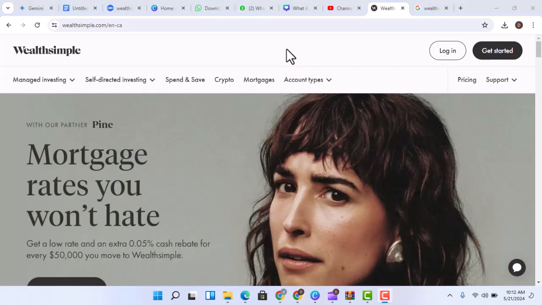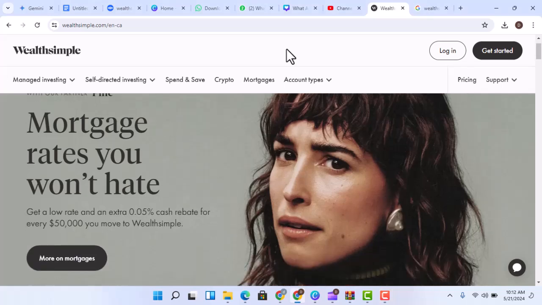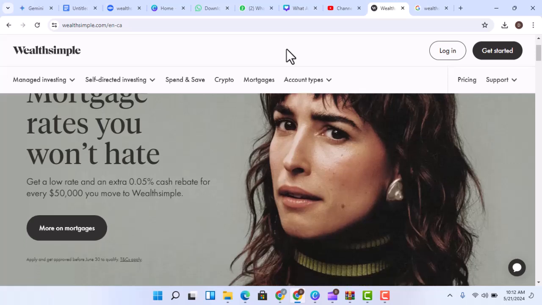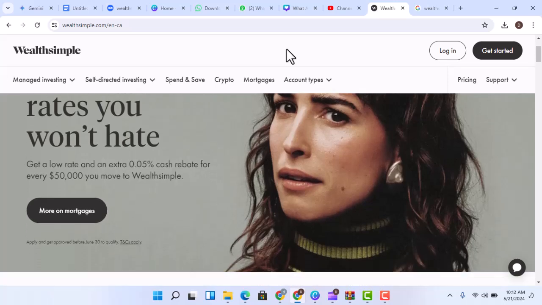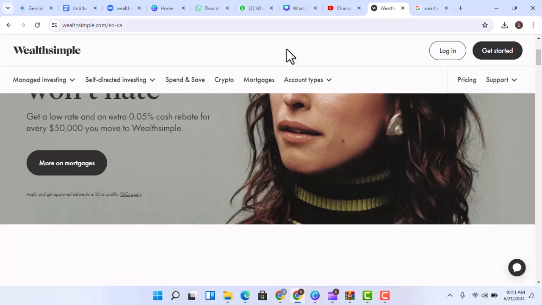Additional features of Wealthsimple. Fractional shares. Wealthsimple allows you to buy fractional shares of a stock, which is a great way to invest in expensive stocks without spending a fortune. Tax loss harvesting. Wealthsimple can help you with tax loss harvesting, which is a strategy for reducing your tax bill. Retirement accounts. Wealthsimple offers a variety of retirement accounts, including RRSPs and TFSAs.